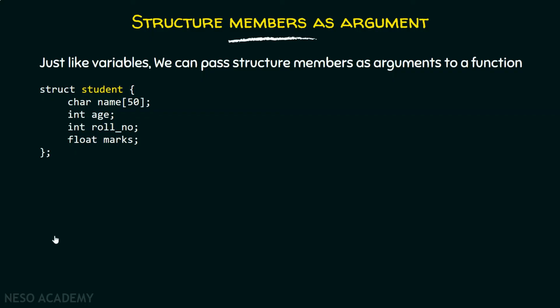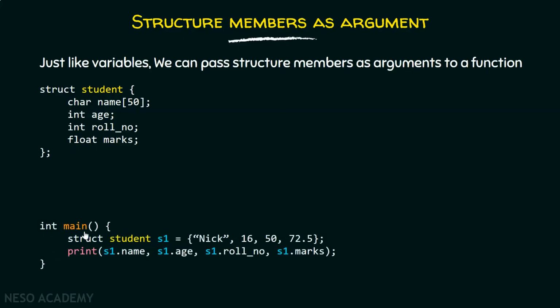Now, I want to shift your attention towards this main function. Here you can see I have declared a variable of type struct student, and by using this variable, I am initializing these members. You can see the name has been initialized with Nick, age has been initialized with 16, roll number is 50, and marks obtained are 72.5. So this is the data of the student Nick, who has scored 72.5 marks, his age is 16, and his roll number is 50. Now, I'm using this print function to print all this data on the screen.